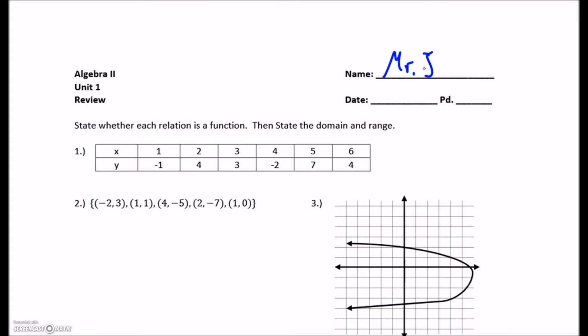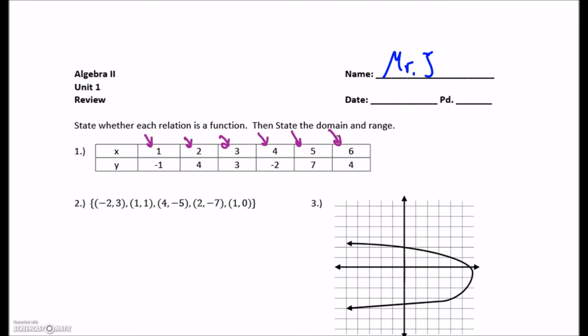If we look at these first couple, I want to decide if each relation is a function, and then I'm going to state the domain or range. So if we're deciding if something is a function, we basically just have to look through and see if there's any x values that are with different y values. So we're looking for repeated x values here, and as we look at these x values, we don't see any that are repeated for this first one. And that means that each of these x values has only one y value.